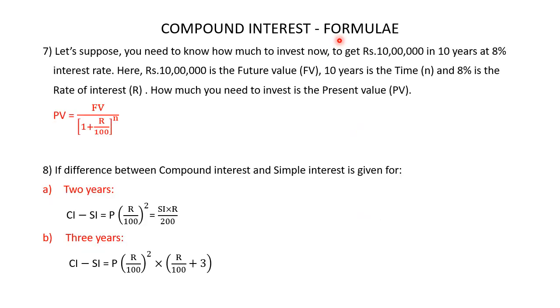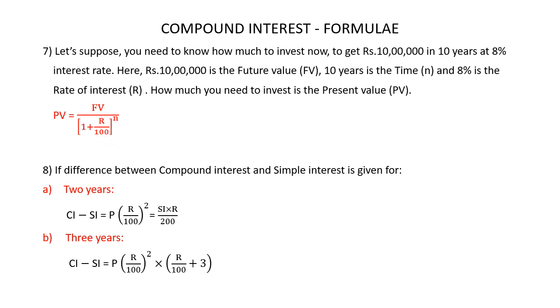Here are a few more formulae on compound interest. Let's suppose you need to know how much to invest now to get rupees 10 lakhs in 10 years at 8% interest rate. Here, rupees 10 lakhs is the future value FV, 10 years is the time N, and 8% is the rate of interest R. How much you need to invest is the present value PV. So to calculate the present value, use the formula PV is equal to FV divided by 1 plus R by 100 raised to the power N.